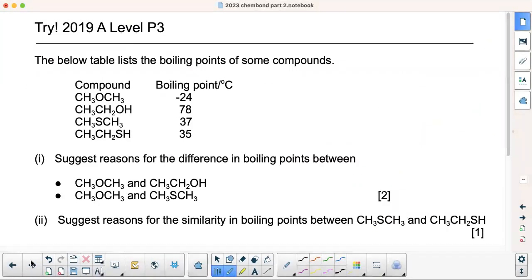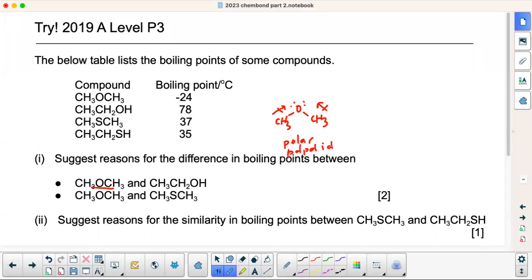Okay, 2019, right? They say the below table lists the boiling points of some compounds. Suggest reasons for the difference in boiling point between these two. So let's try. Maybe I should ask some of you. Okay, Dylan, help me out. This molecule is what kind of intermolecular? We discussed together. What kind of intermolecular does this molecule have? Very good. This molecule is just polar. The dipoles mostly cancel out, so it only has PD-PD and ID-ID.